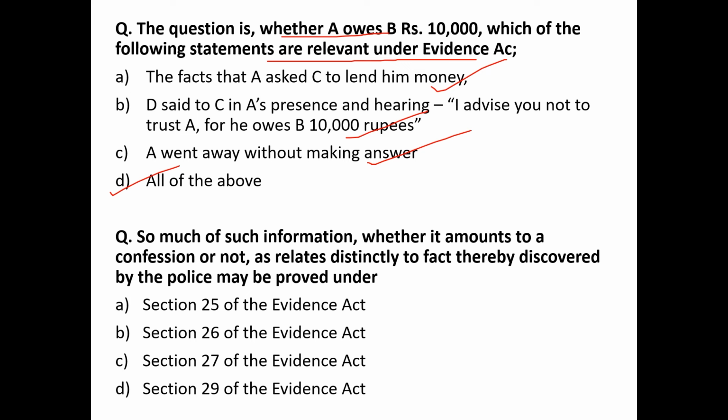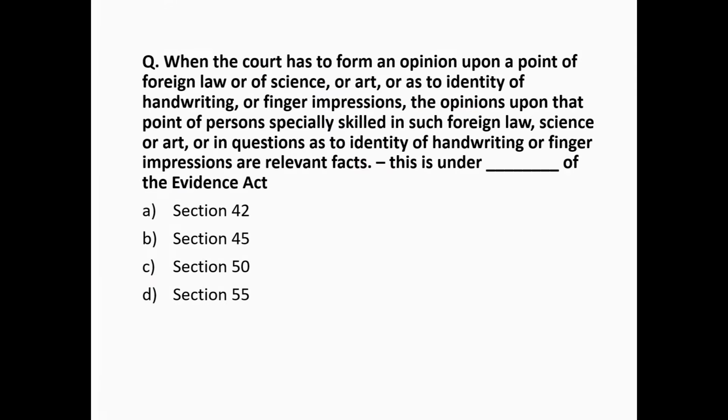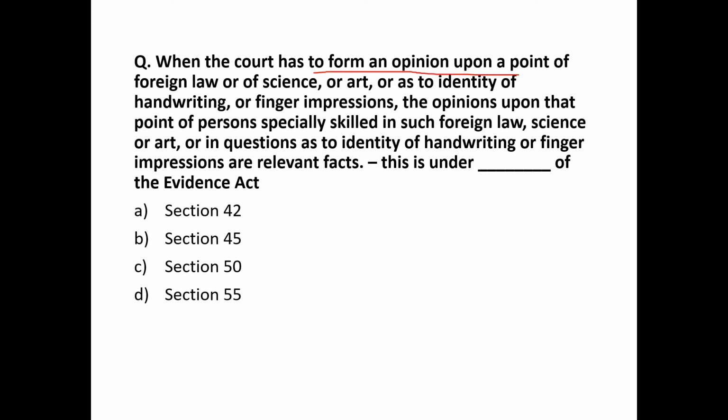Next question. So much of such information, whether it amounts to a confession or not, as relates distinctly to the fact thereby discovered by the police, may be proved under Section 27 of the Evidence Act, option C. Next question. When the court has to form an opinion upon a point of foreign law or of science or art, or as to identity of handwriting or fingerprint impression, the opinions upon that point of persons especially skilled in such foreign law, science or art, or in questions as to identity of handwriting or fingerprint impression are relevant facts. This is under dash of the Indian Evidence Act. It's option B, Section 45.